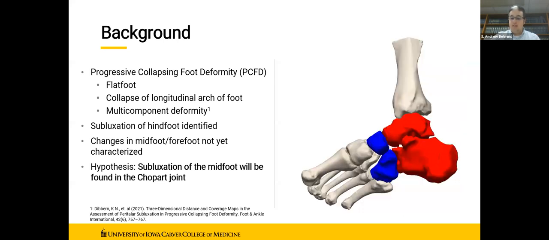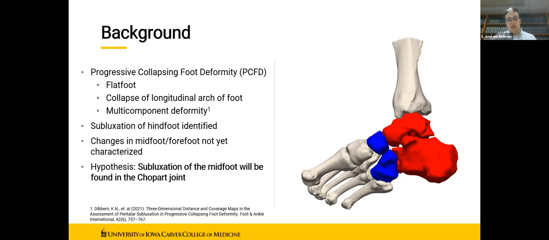Recent studies have identified subluxation of the hindfoot as a critical component of PCFD. In this case, subluxation is the partial dislocation of the joint between the calcaneus and talus. While changes in the hindfoot, shown in red, have become better understood, changes in the midfoot, shown in blue, have yet to be well characterized. For this study, we sought to evaluate the Chopart joint between the hindfoot and midfoot, and we hypothesized that subluxation of the midfoot could be characterized in the Chopart joint.